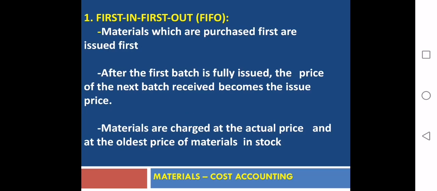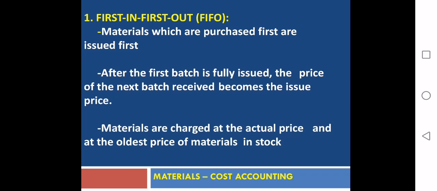First in first out, popularly known as FIFO. Materials which are purchased first are issued first. Means whatever comes to the stores department first will be issued first to the production department. A simple logic. After the first batch is fully issued, the price of the next batch received becomes the issue price.